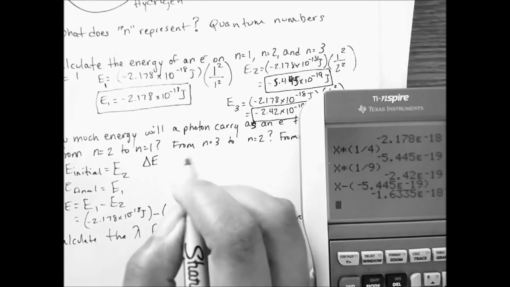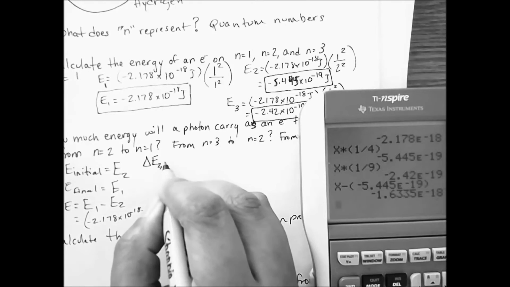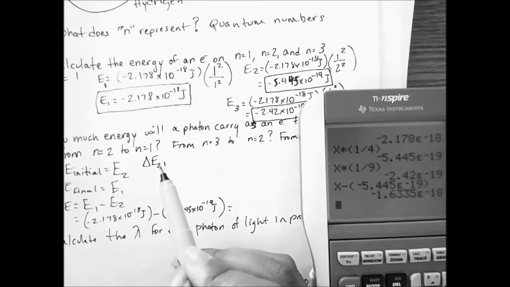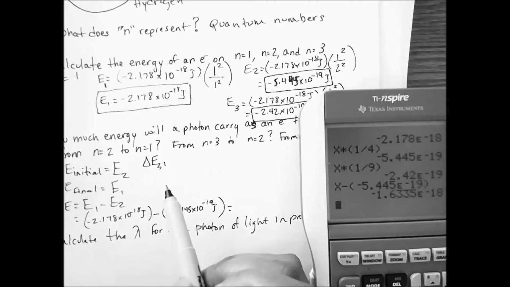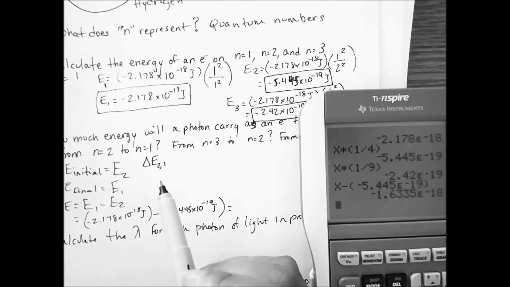The way I would like for us to write this would be delta E for the second energy level and one energy level. So here's how I wrote it. I wrote delta E with a subscript 2, comma 1. That means I'm talking about going from the second level to the first level. Delta E 2, comma 1.